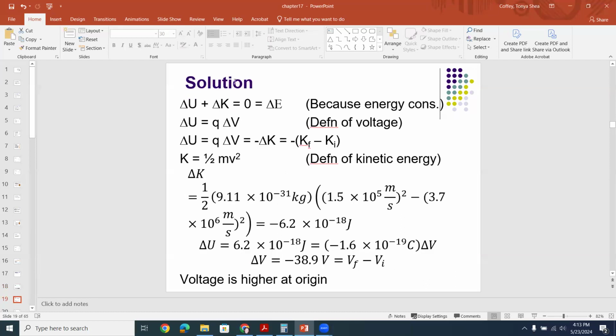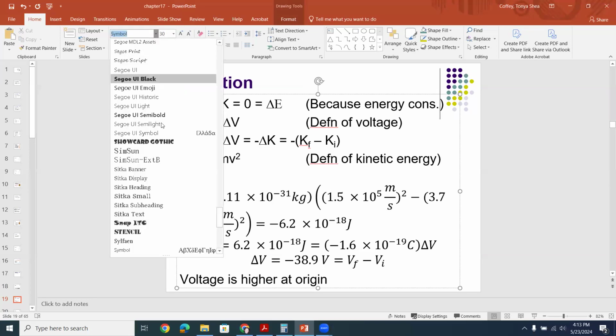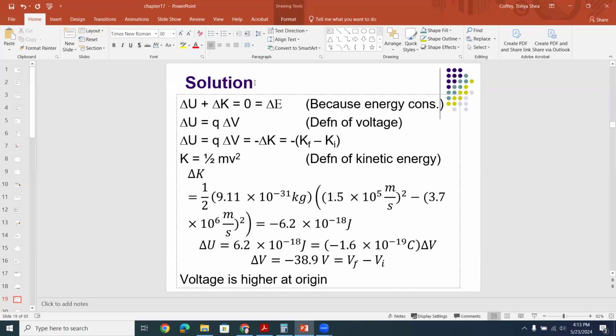Okay, we're going to start with the fact that energy is conserved. Because energy is conserved, delta U plus delta K is equal to 0. Remember also that our change in the potential energy is Q delta V. That's our definition of voltage. So we have delta U, which is equal to Q delta V, is equal to minus delta K. That comes from the fact that delta U plus delta K is 0, so delta U is equal to minus delta K.